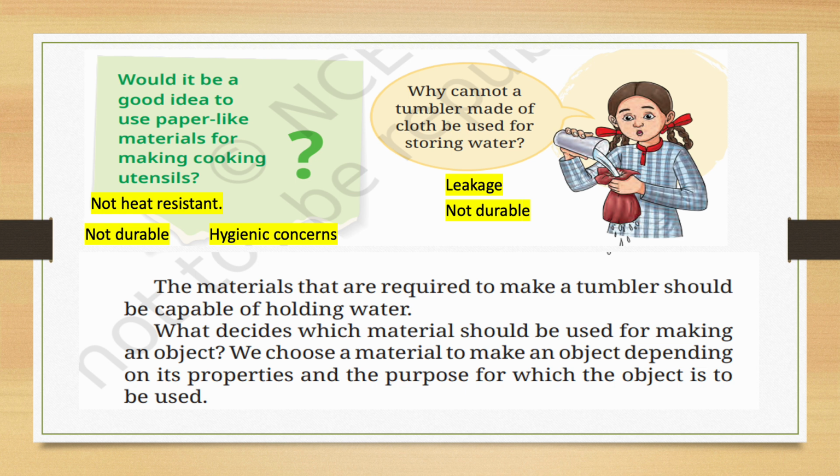The materials that are required to make a tumbler should be capable of holding water. What decides which material should be used for making an object? We choose a material to make an object depending on its properties and the purpose for which the object is to be used.